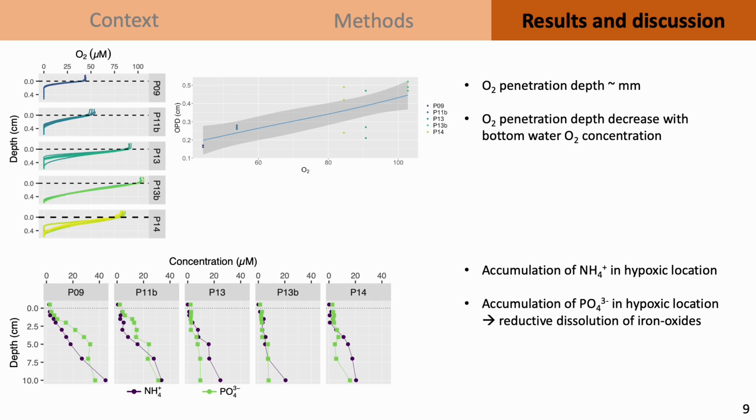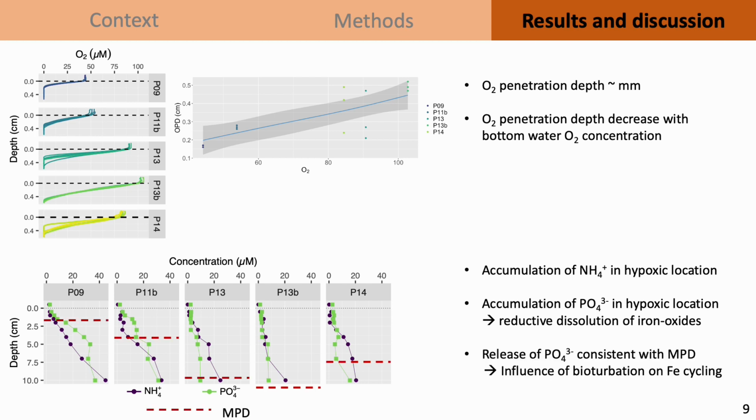It is worth noting that phosphate is usually trapped in the particulate phase in presence of iron oxide and is released in the dissolved phase during the reductive dissolution of iron oxide. Therefore, and although it is not a direct evidence, our results suggest a depletion of iron oxide with decreasing oxygen concentration.